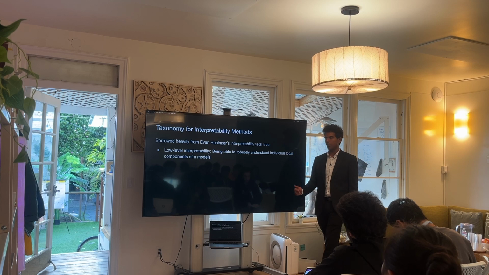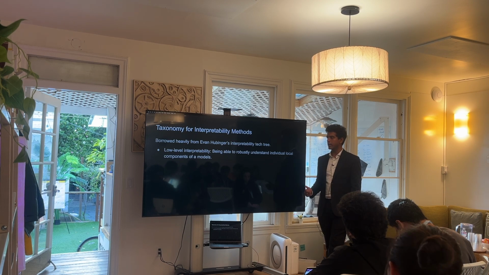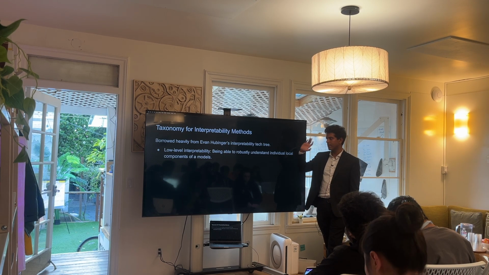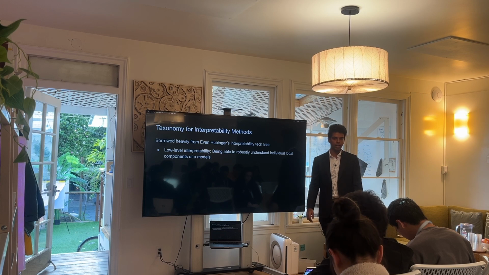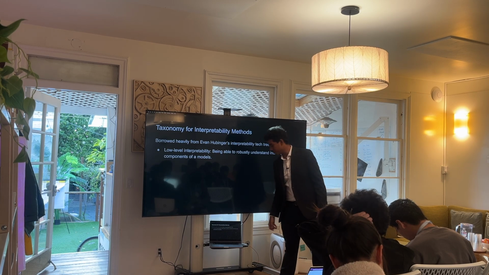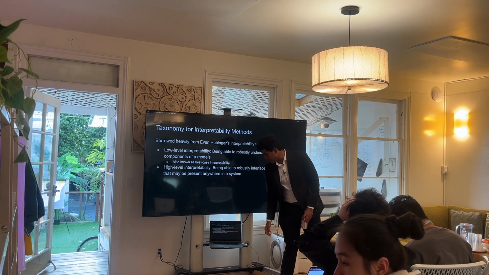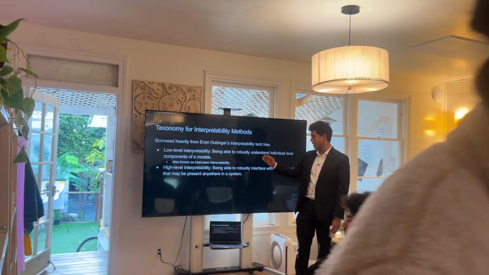A lot of what Anthropic's work is doing definitely tries to build toward this. I don't think they're doing it as fast or as targetedly as they could be, but it's definitely very good low-level interpretability work, trying to look at local components of the model and understand what they do. In Evan Hubinger's tech tree, this is referred to as best case interpretability.